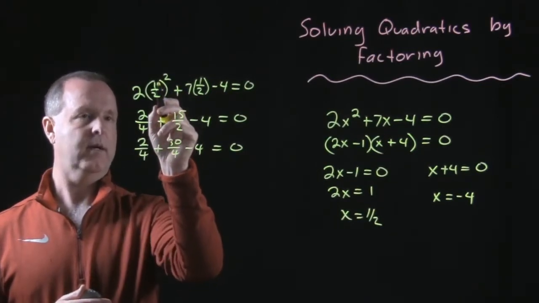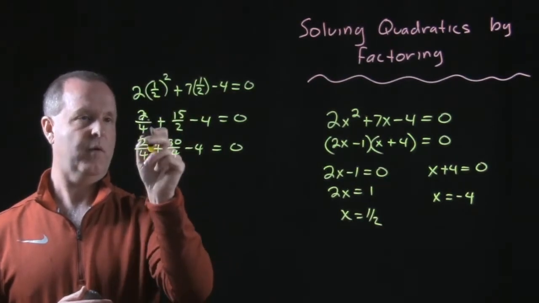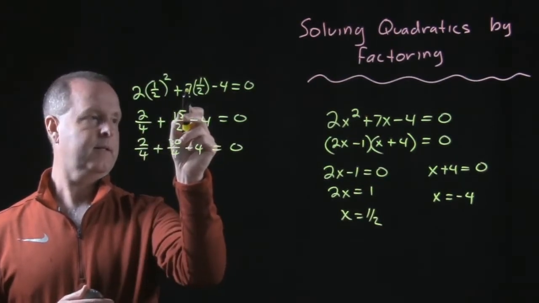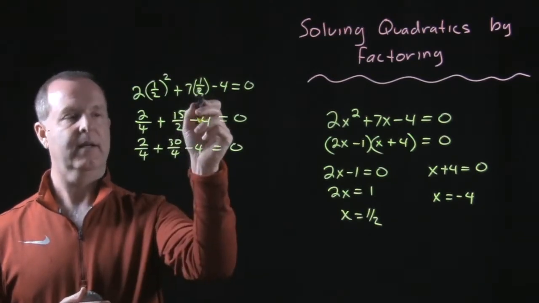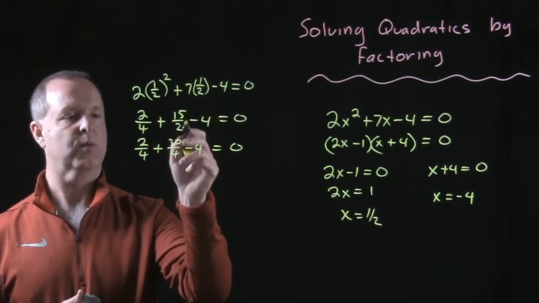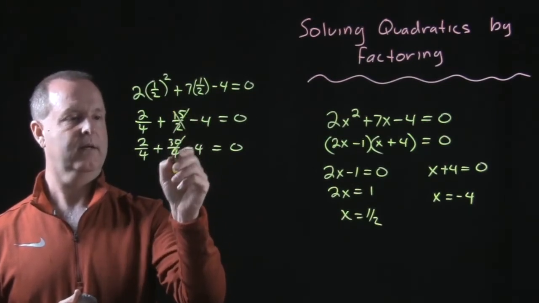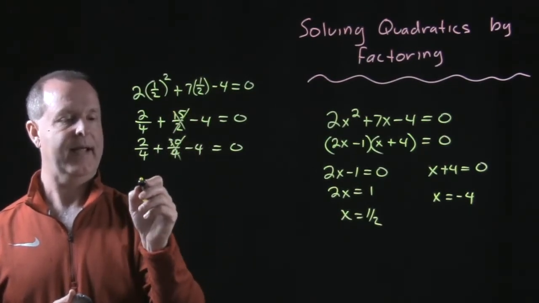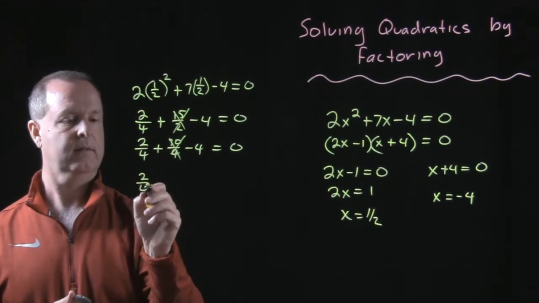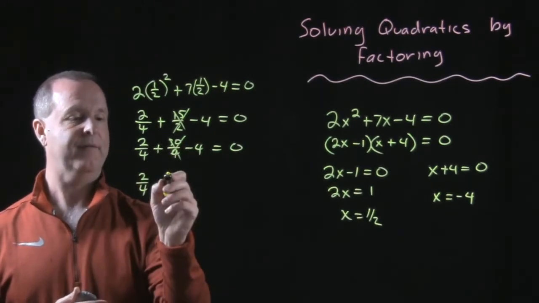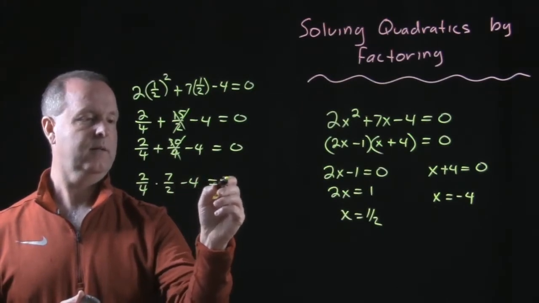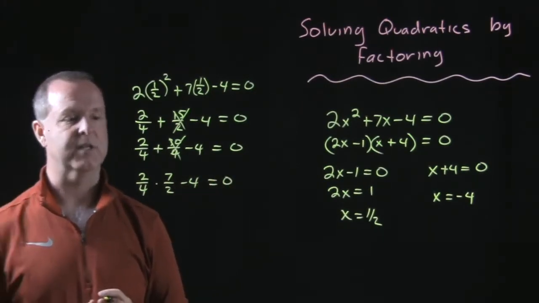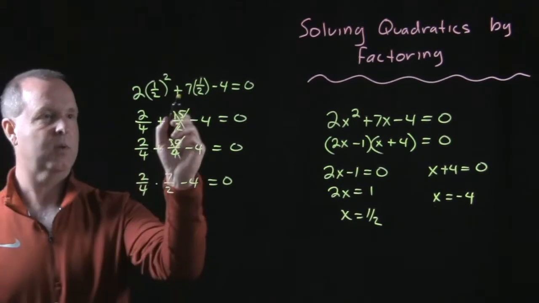One half squared is 1/4. 2 times 1/4 is 2/4. 7 times 1/2. Oh, it's not 7 and 1/2. It's 7 times 1/2. I was wondering what's going on here. Let's start over. So I have 2/4 plus 7 times 1/2, which is 7/2, minus a 4 equals 0. I thought I was converting mixed numbers, but I'm not. I was multiplying.